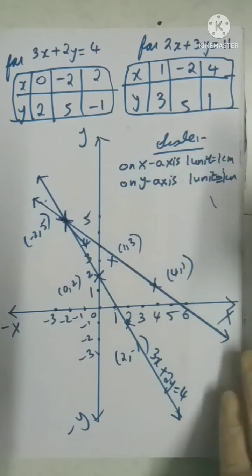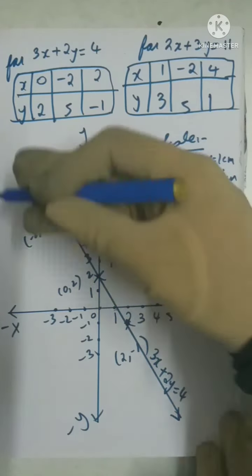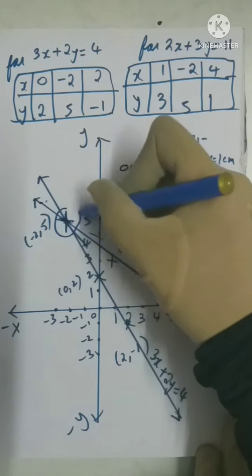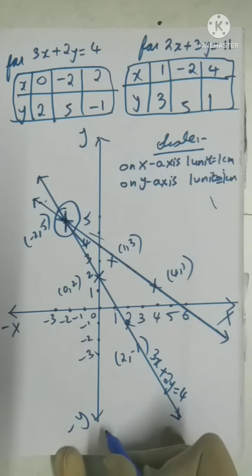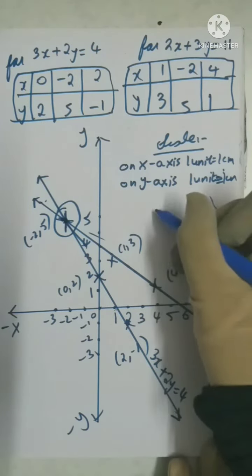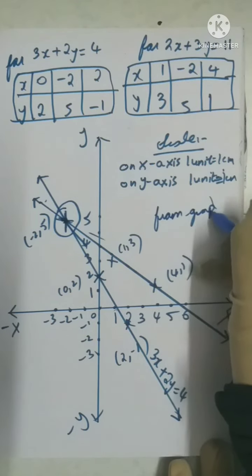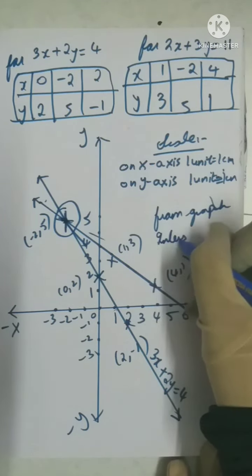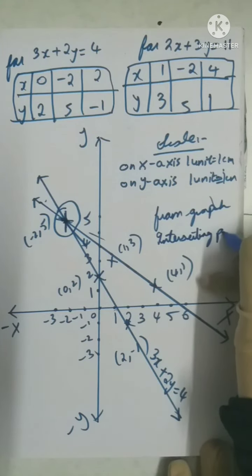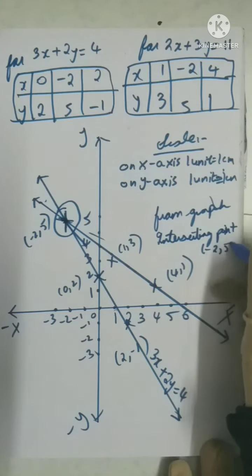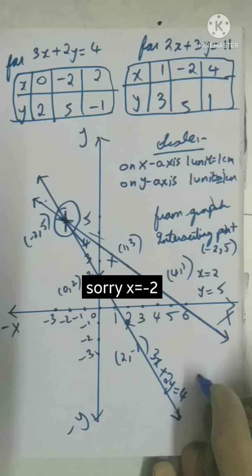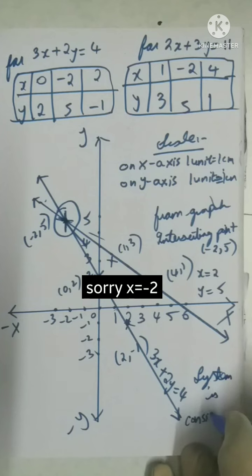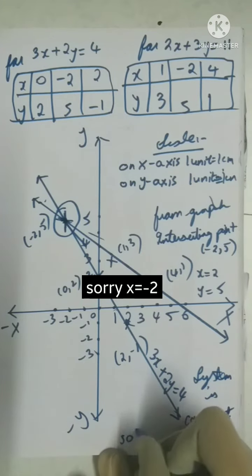So I see here that these 2 lines intersect at this point, right? So what is my intersecting point? (-2, 5). It was asked in the question to find the intersecting point, so I'll write, from the graph, on the graph only, the intersecting point is (-2, 5), that is, x is -2, y is 5. And we got the system is consistent and the solution is unique.